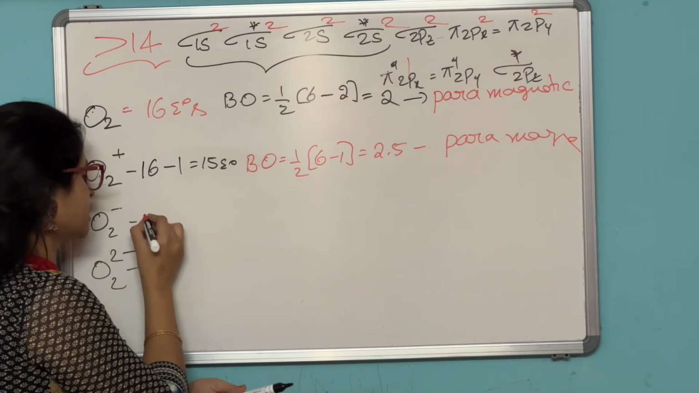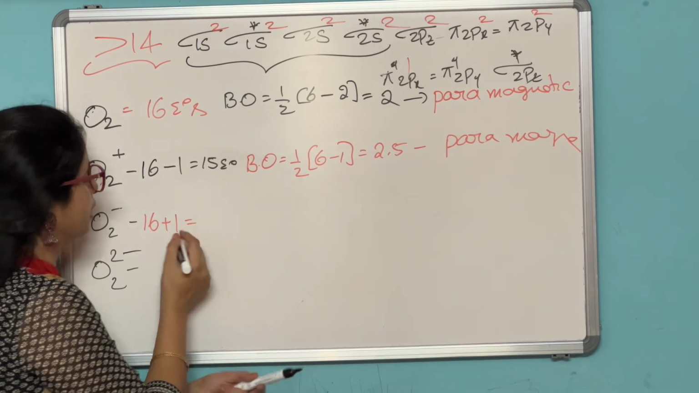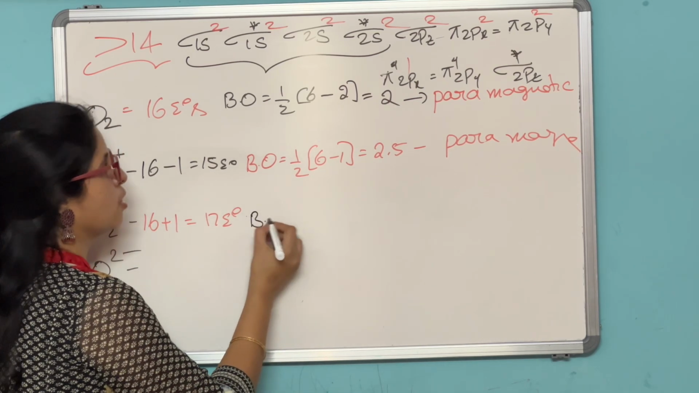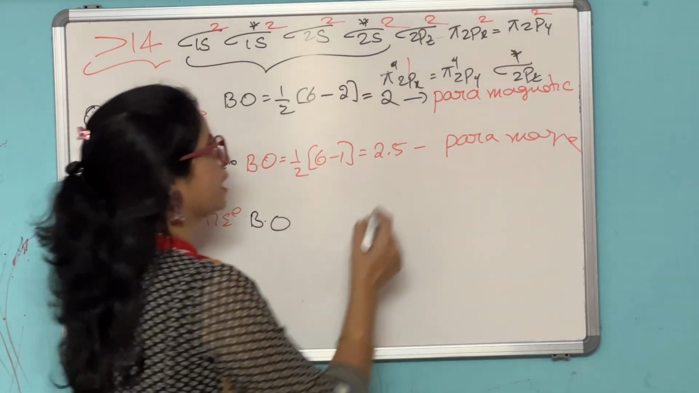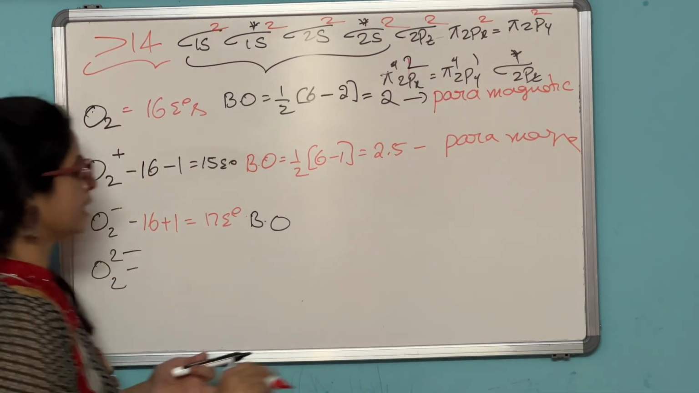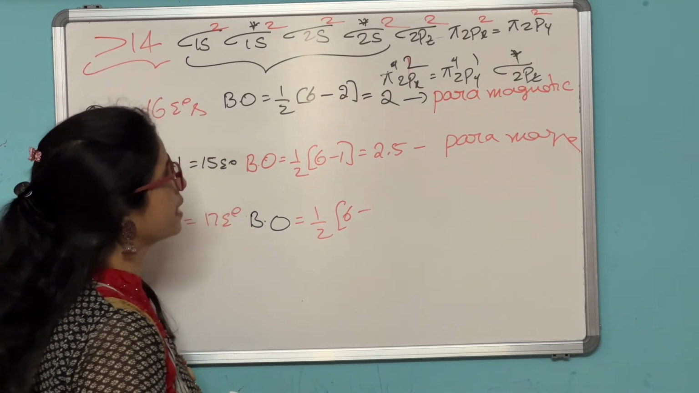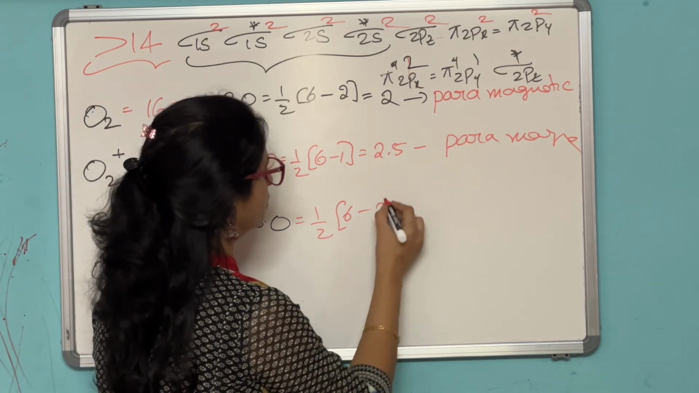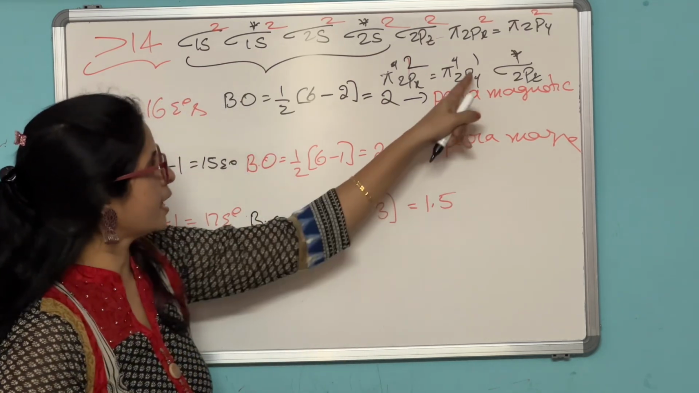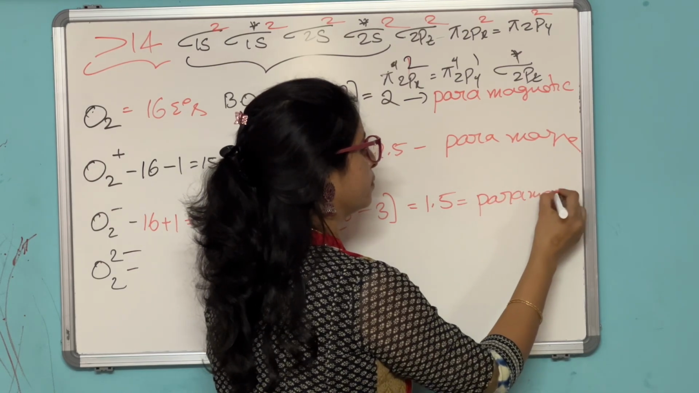O2 minus is obtained by the addition of 1 electron, so 16 plus 1, 17 electrons. Now calculate the bond order for this one. Bond order is 1 by 2, there is no change in the bonding, 6 minus 3, 3 by 2, which is equal to 1.5. It also contains an unpaired electron, so it is also paramagnetic.